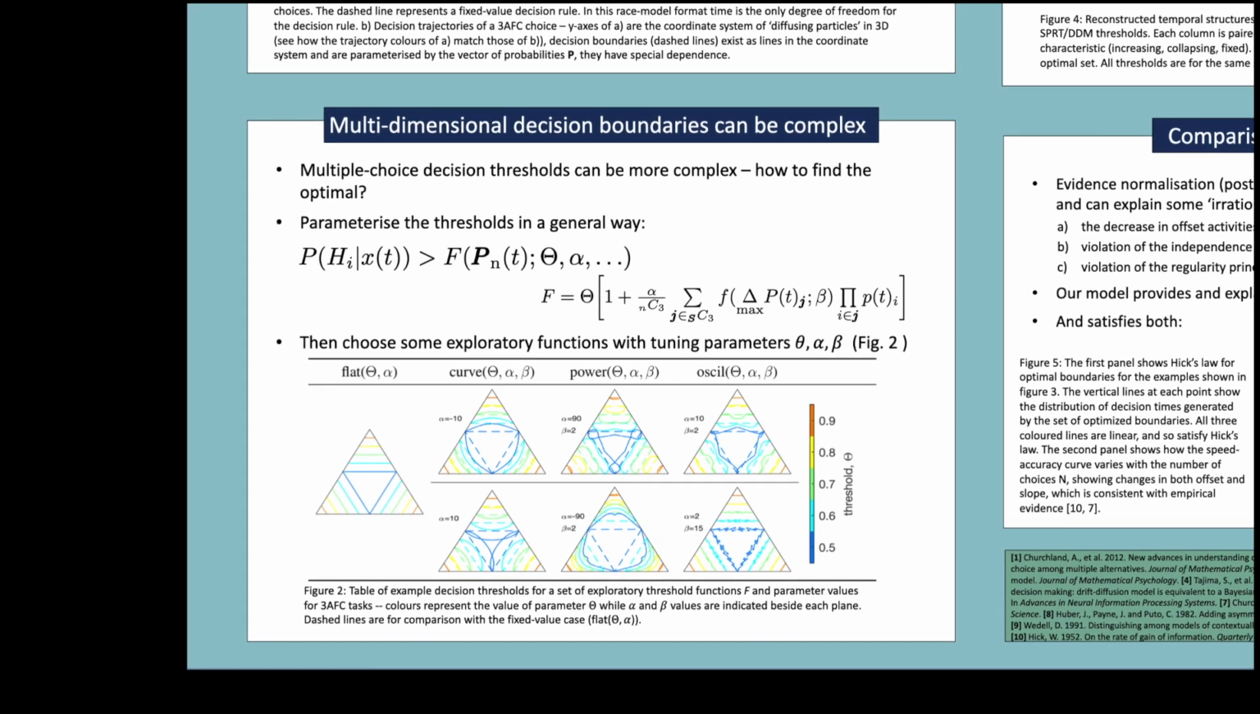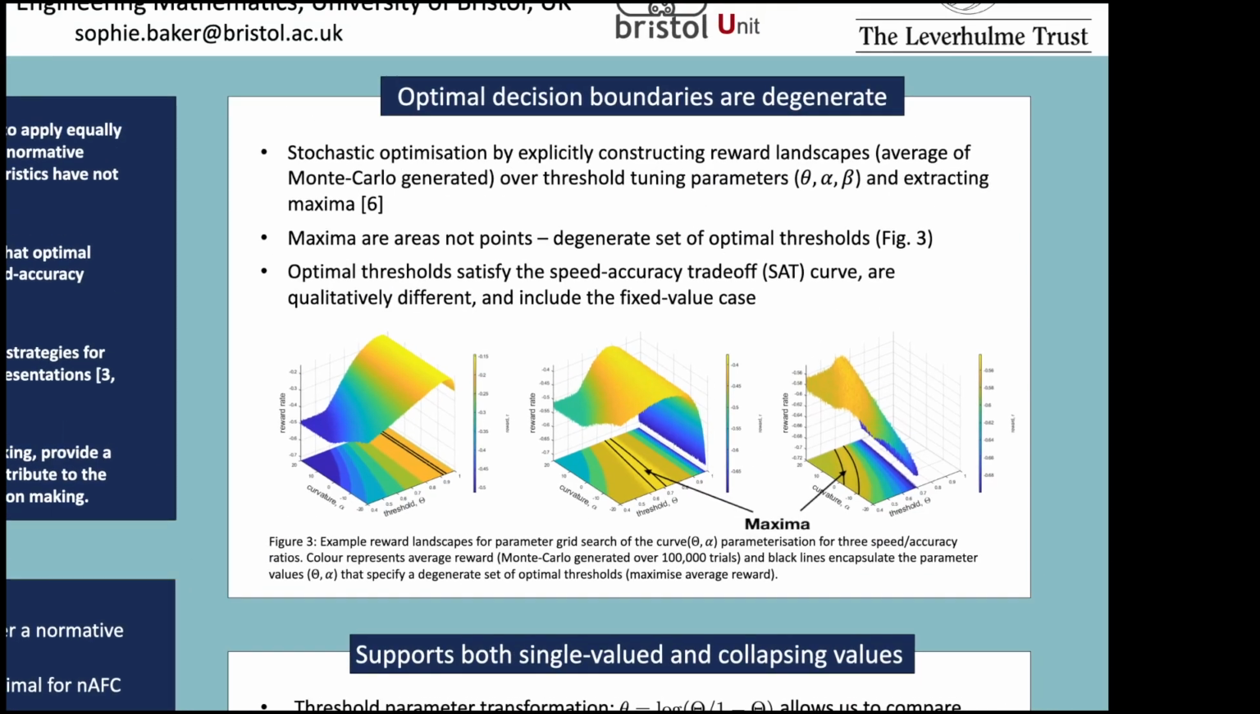To explore this, we parameterize the threshold in a general way, given by this equation, and choose 3 exploratory parameterizations. So now we just need to optimize. Because we're exploring the characteristics of these thresholds, we use a stochastic optimization explicitly constructing reward landscapes. You can see 3 examples of these reward landscapes in figure 3, and then we extract the maxima.